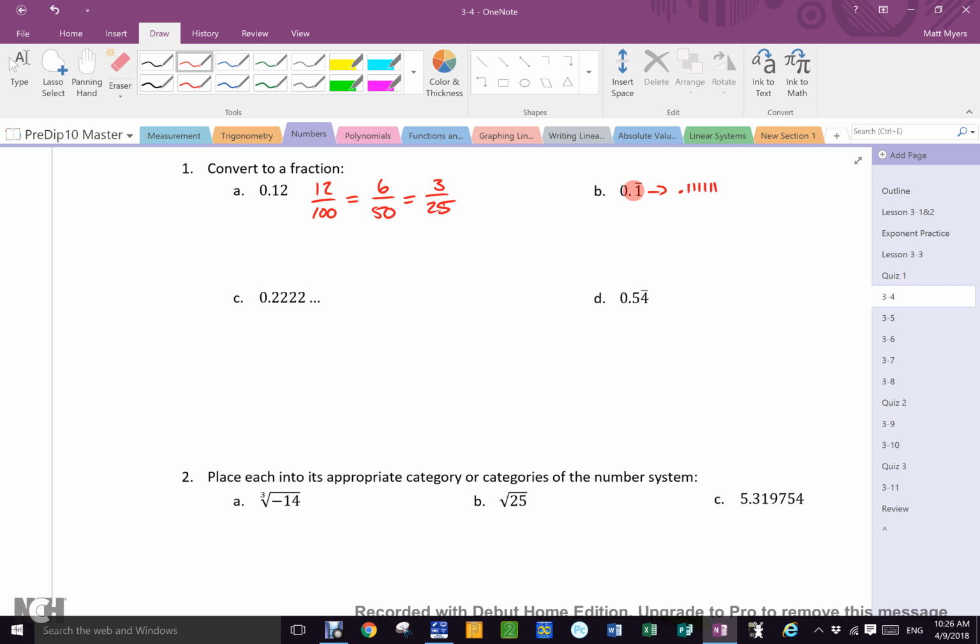Okay, what is it, Luke? It's 1/9. Did everybody know it was 1/9? Good. Let's talk about why. What, Marley, is 0.1 as a fraction? 1 over 10. Agreed? Right? Okay.